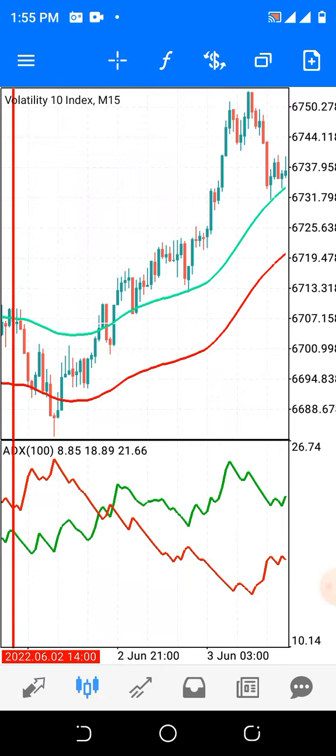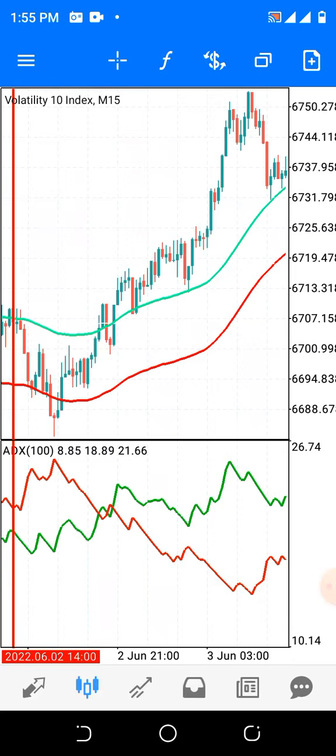Now, the strategy I'm about to show you will make you a lot of profit trading the volatility 10 index. It is applicable only on the volatility 10 index at the 15-minute time frame. Do you understand? The indicator you use here is envelopes. There is an indicator called envelopes, and that is the indicator we'll be using in this particular power-packed strategy.